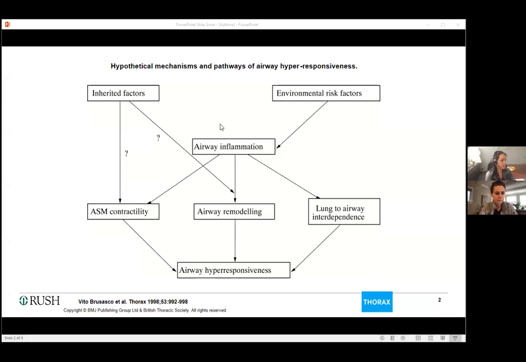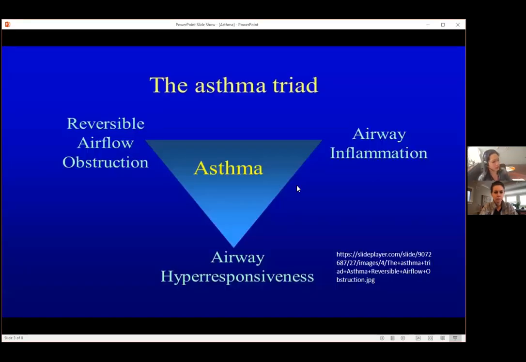I took this from our literature and it's super old, but the concepts haven't really changed. The hallmark of asthma is airway hyperresponsiveness. And the question is, what causes this airway hyperresponsiveness? Airway smooth muscle contractility, airway remodeling, and airway interdependence, but really it's led to by inflammation and some sort of triggers. There are lots of different models and methods of describing asthma, which we will say the triad.